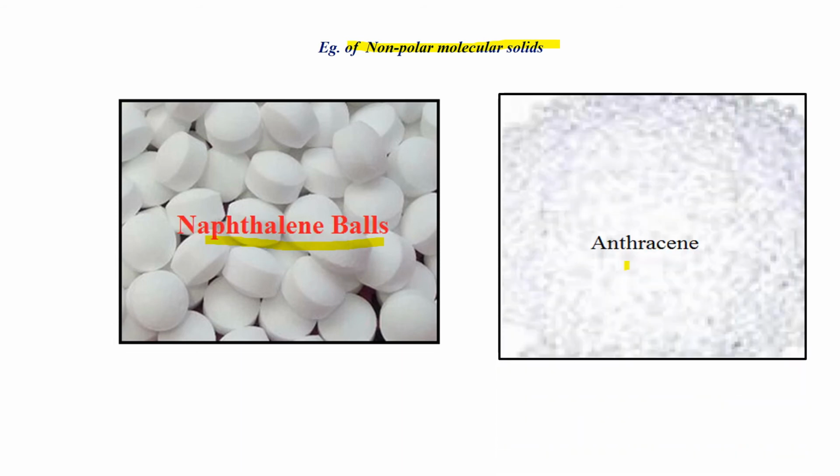and this is anthracene. Both are polycyclic aromatic compounds. Aromatic compound means naphthalene contains 2 benzene rings and anthracene contains 3 benzene rings.